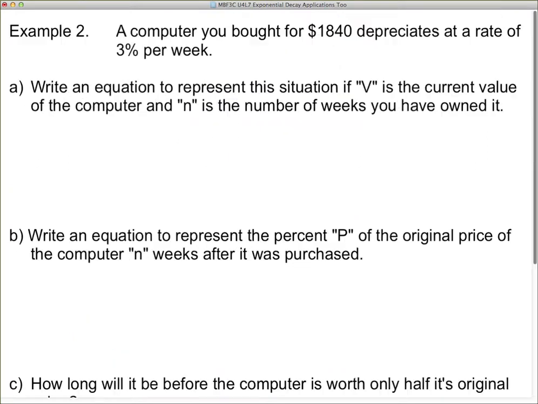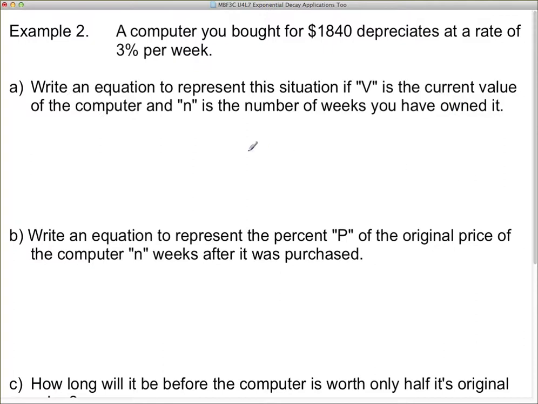So now we're going to have a look at a couple more situations here that maybe have slightly different questions. So example number 2, a computer you bought, and we're going back to computers again because they depreciate in value quite extensively. A computer you bought for $1,840 depreciates at a rate of 3% per week. Write an equation to represent this situation if V is the current value of the computer and N is the number of weeks you have owned it.